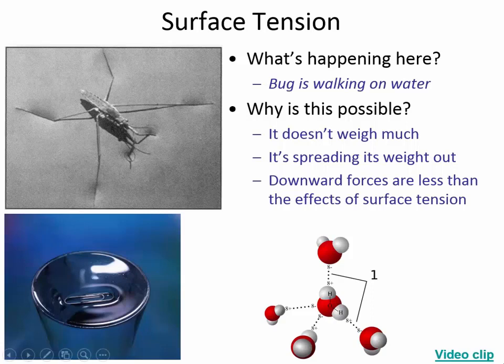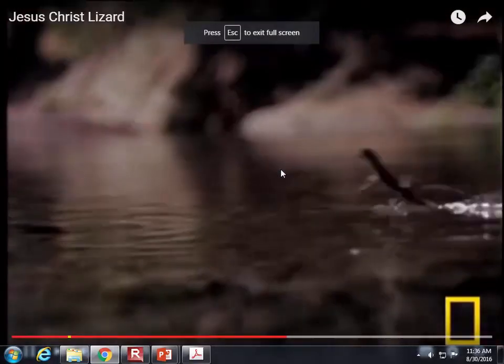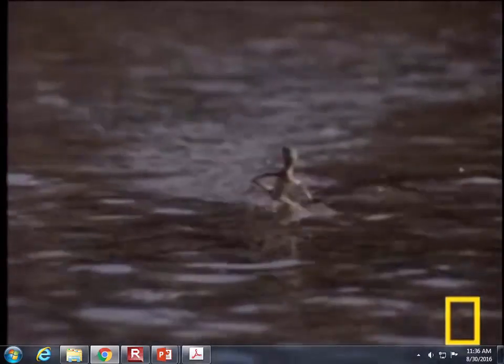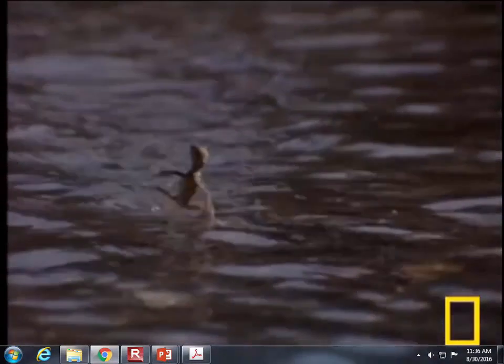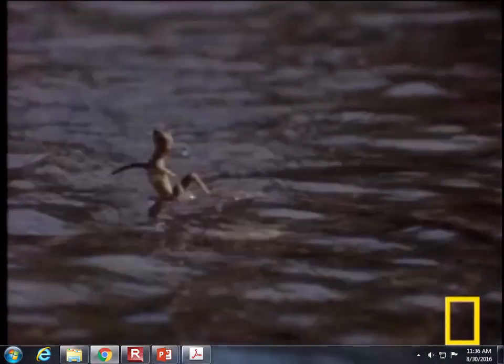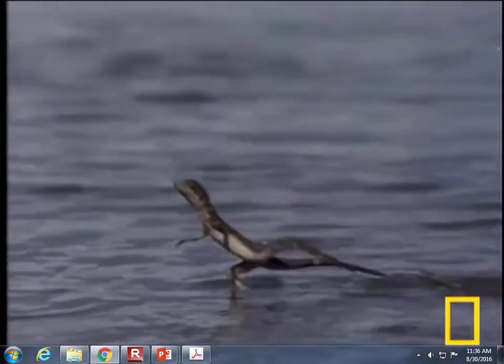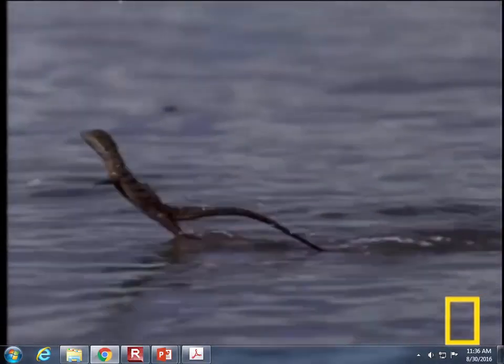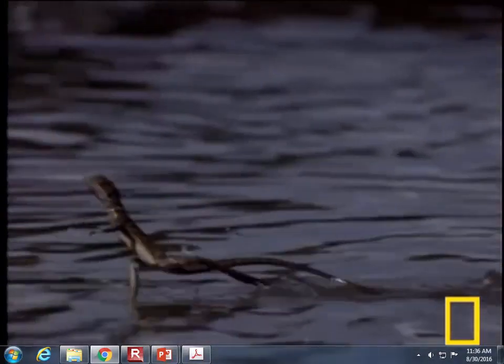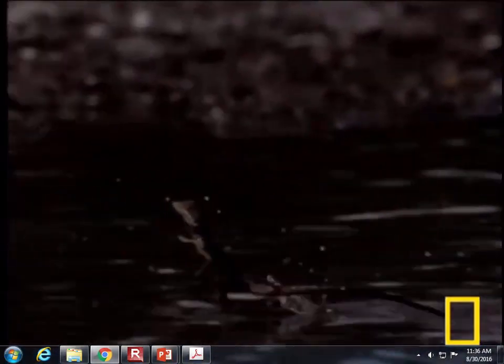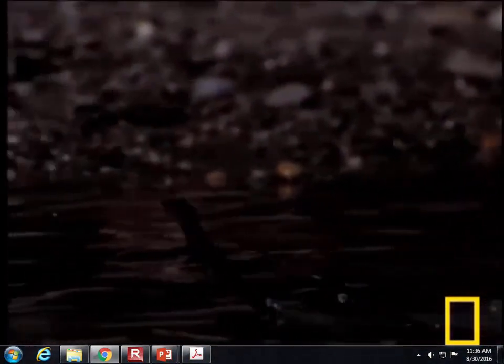Let's just watch a little video here. All right, so here we see a lizard that's able to walk across the water. And if you think about how that's possible, it is a function of the surface tension of the fluid. And so the weight of the lizard acting downward is counterbalanced by some force that's supporting the lizard when we're talking about the forces in the vertical plane.